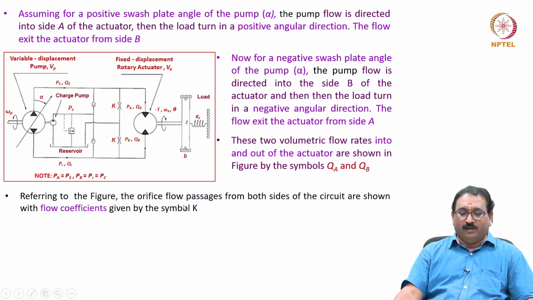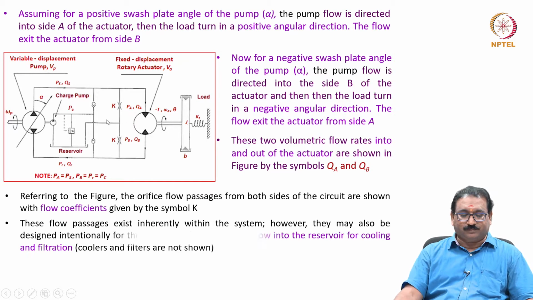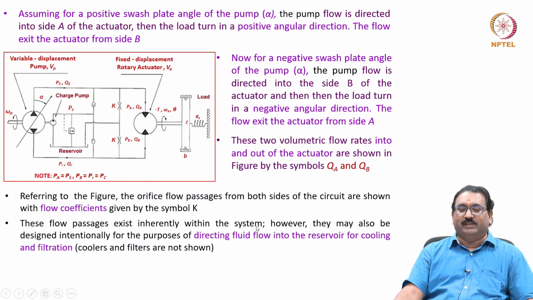Referring to the figure, the orifice flow passages from both sides of the circuit are shown with flow coefficients given by the symbol K, the low Reynolds number leakage coefficient. These flow passages exist inherently within the system. However, they may also be designed intentionally for the purpose of directing the fluid flow into the reservoir for cooling and filtration, which is not shown here.